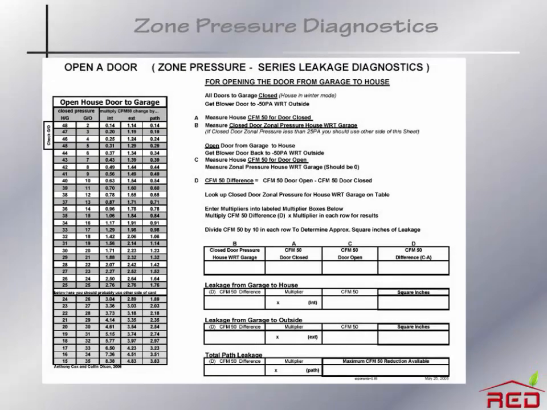This chart was also put together by Anthony Cox and Colin Olson in 2006. It is the open a door chart to contrast it with the add a hole chart, the colorful one we just looked at. This is usually laminated also and two-sided. This side that I'm showing you is for opening the door from the garage to the house. The other side is for opening a door from the garage to the outdoors.